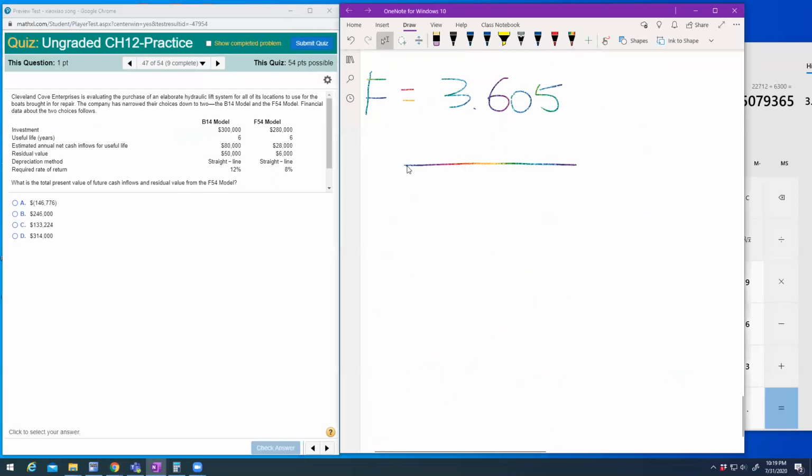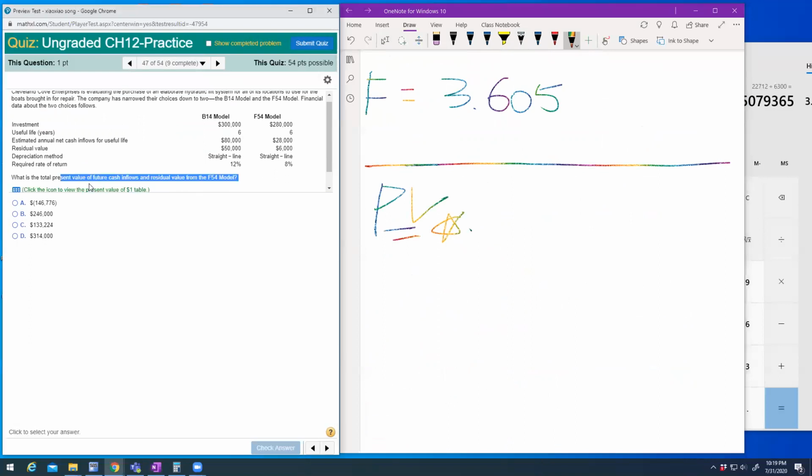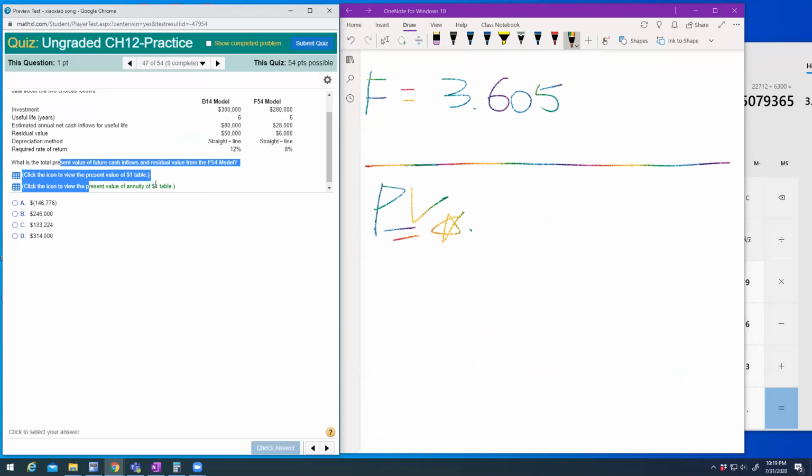Asking you about just the present value of all the future cash flow. So you do not need to do the net present value. You just need to do the present value. So let's look at the present value for F54. Make sure you know which one is which, right?